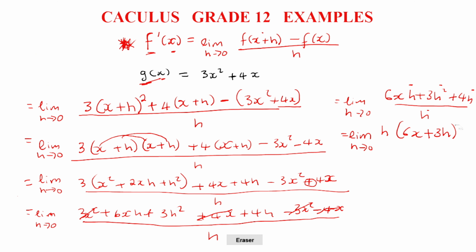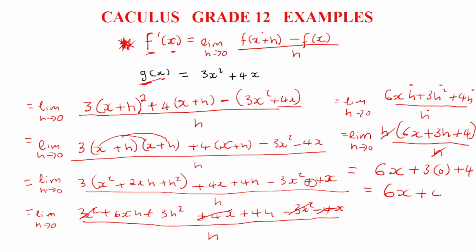Oh no, this is not correct, let me remove that. And then for 4h, we remove h and we're left with plus 4. Then close bracket, all over h. The h and h cancel out, and now h can approach 0. We're going to have 6x plus 3 where there's h we put 0, because now it approaches 0, plus 4. Therefore, our answer is 6x plus 4.